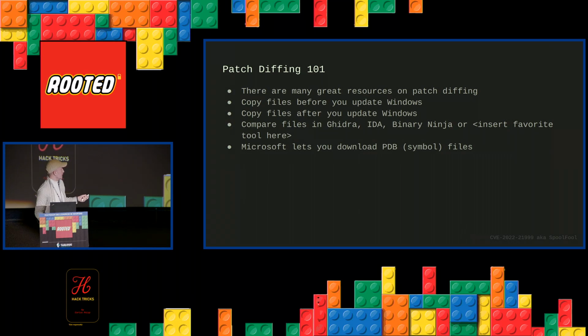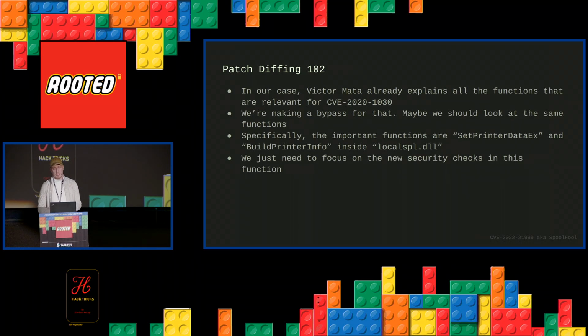You just download the update and do some magic tricks to extract the new files. And on top of that, Microsoft lets you download these PDB files, which are symbol files, so all your functions can be named nicely, and it makes the reversing process way easier. But in our case, Victor Marta, in his blog post, already explains the functions that are relevant, namely the setPrinterDataX, where we update the spool directory, and the buildPrinterInfo, where the actual directory is created. So we just need to take a look and see if there's some new security checks going on.